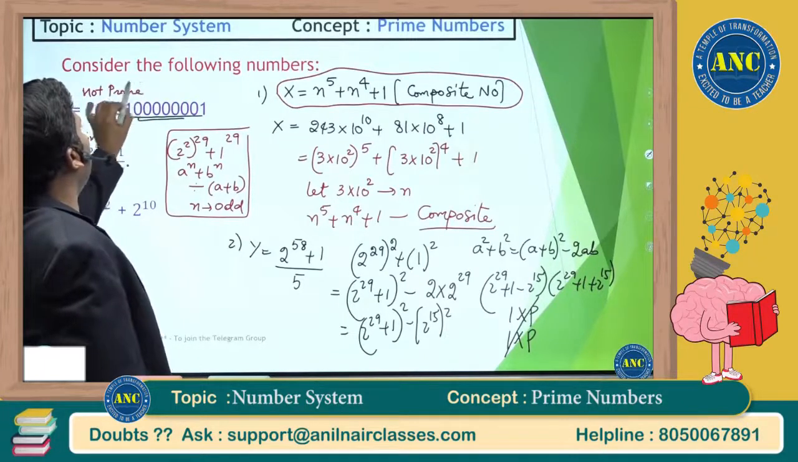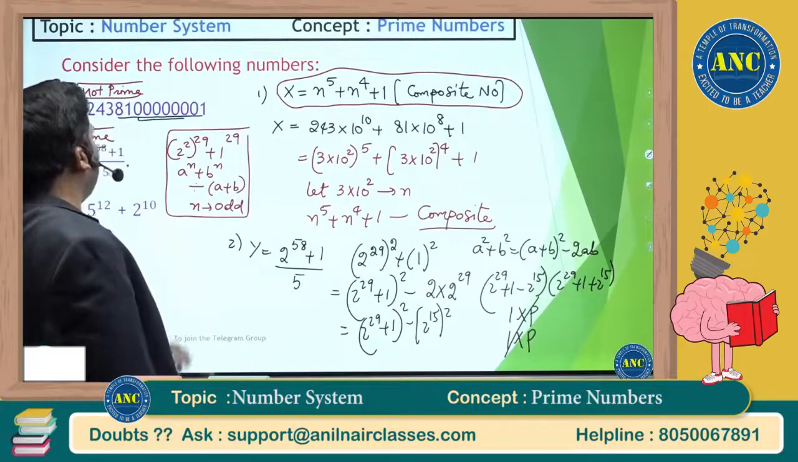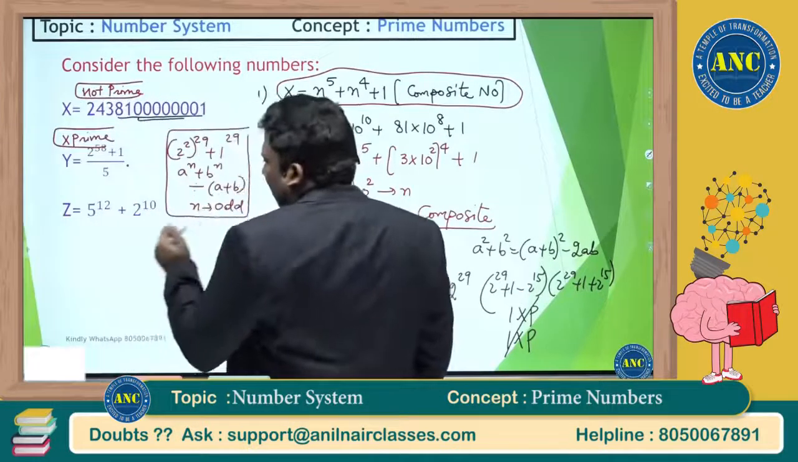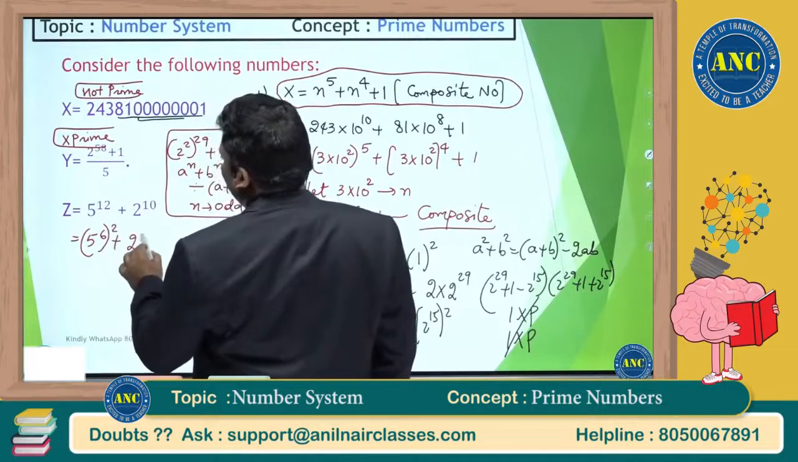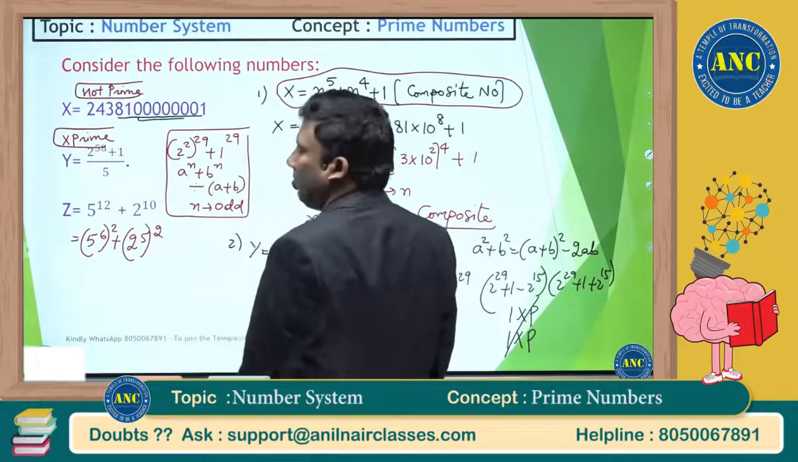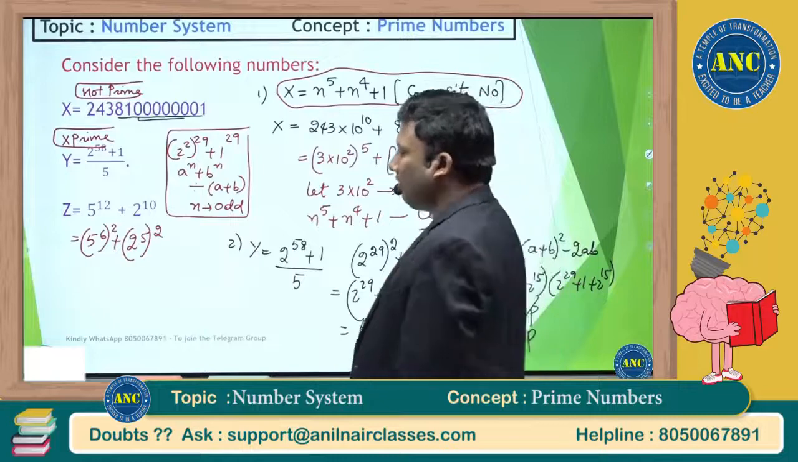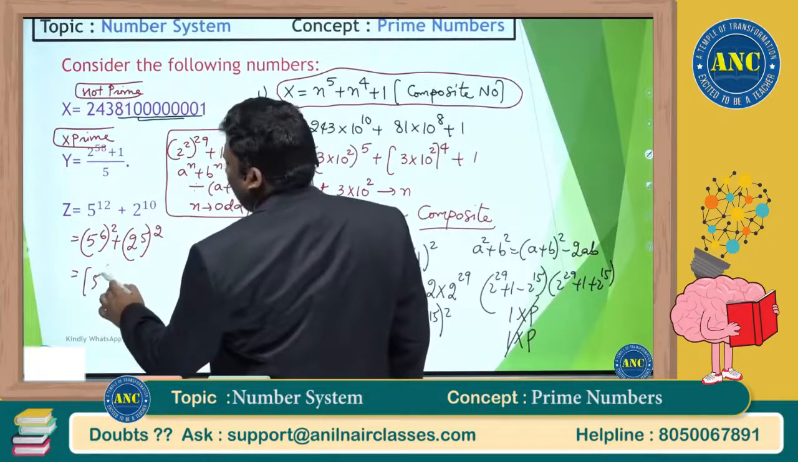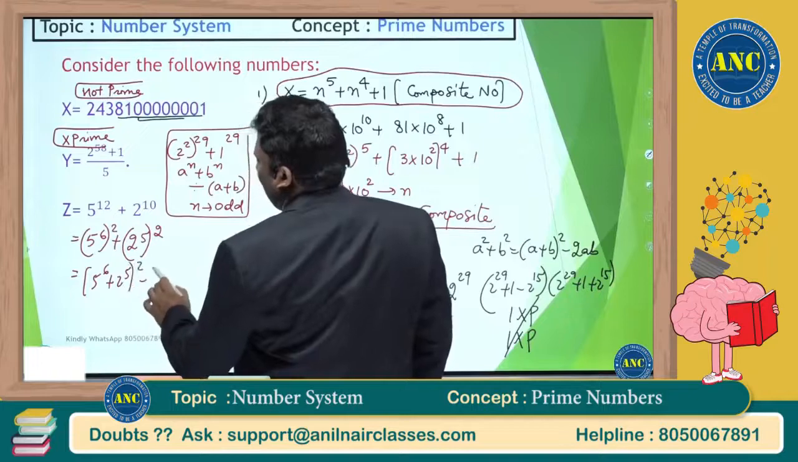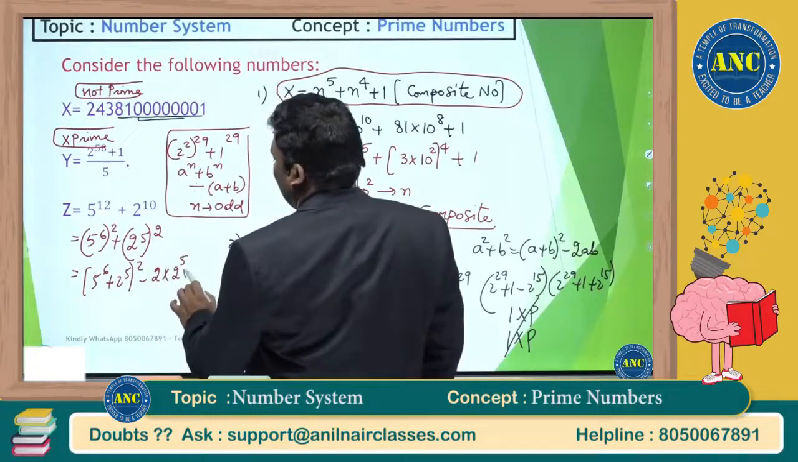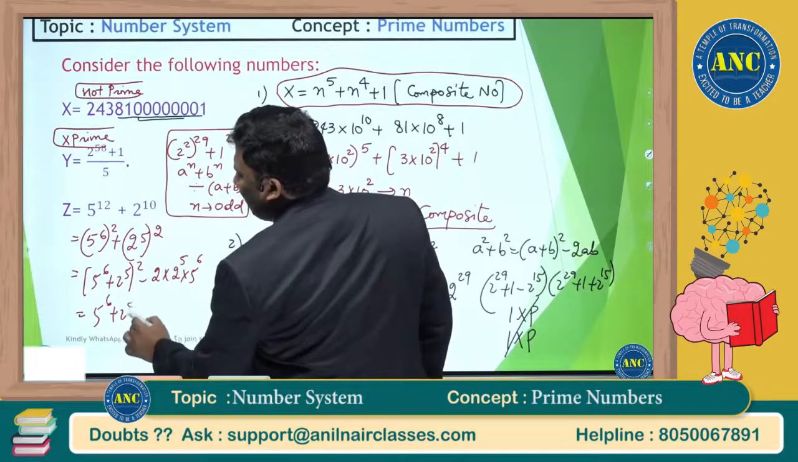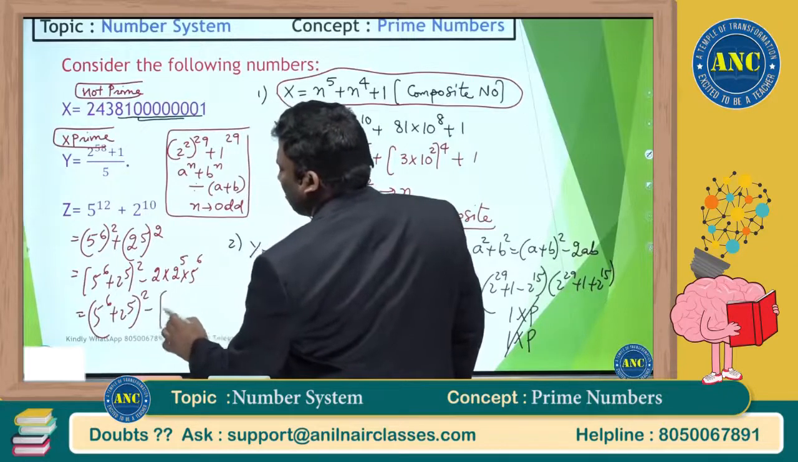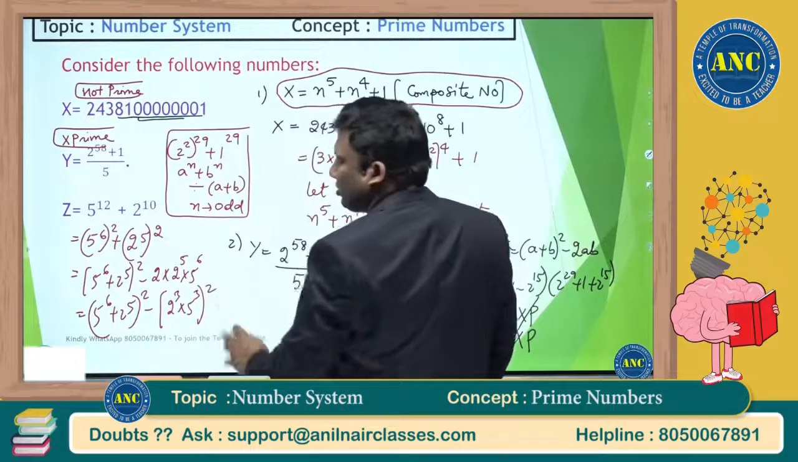Once you understand x is not prime and y is not prime, z, if you observe closely, it is 5 power 6 whole square plus 2 power 5 whole square. Now same logic you can apply. A square plus b square is a plus b whole square minus 2ab. So it is 5 power 6 plus 2 power 5 whole square minus 2 cube into 5 cube whole square. Yes or no?